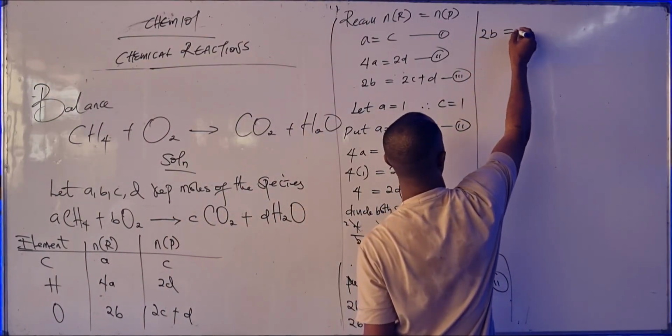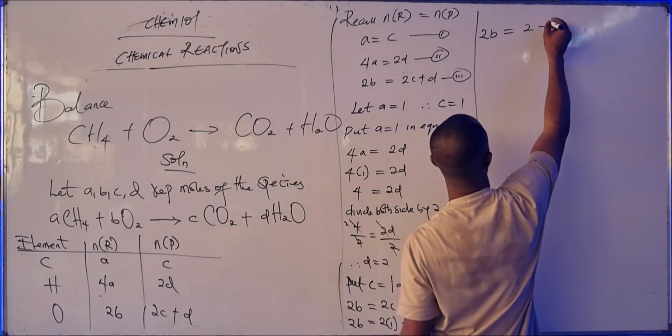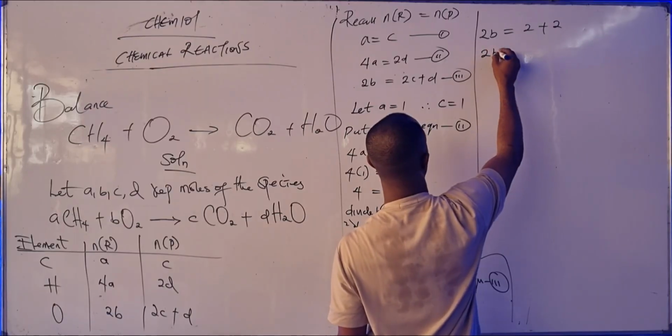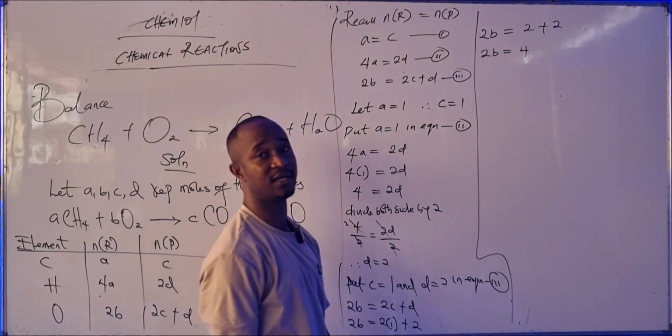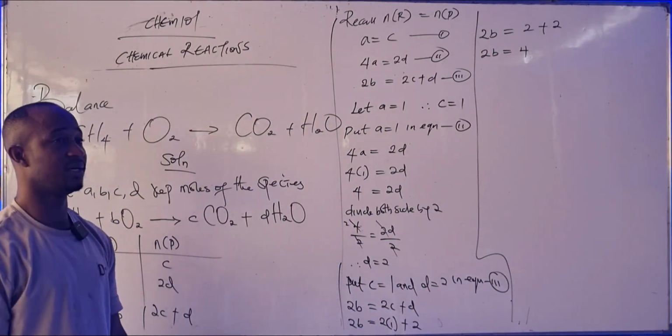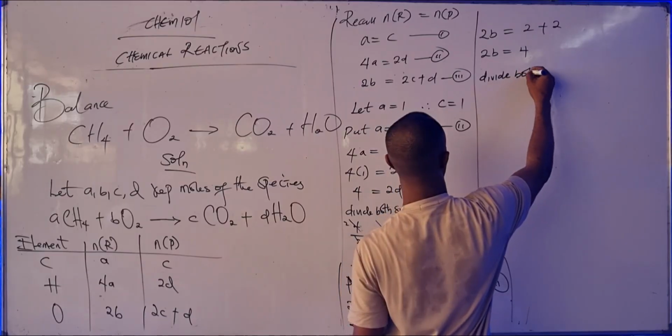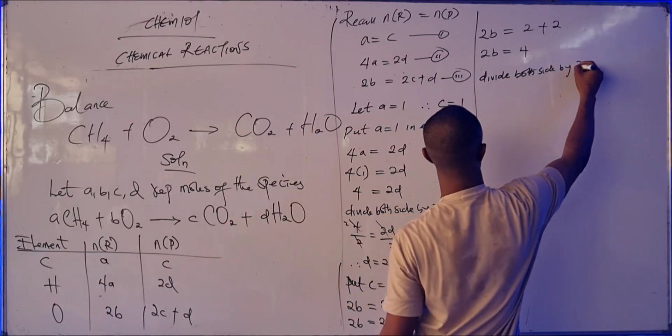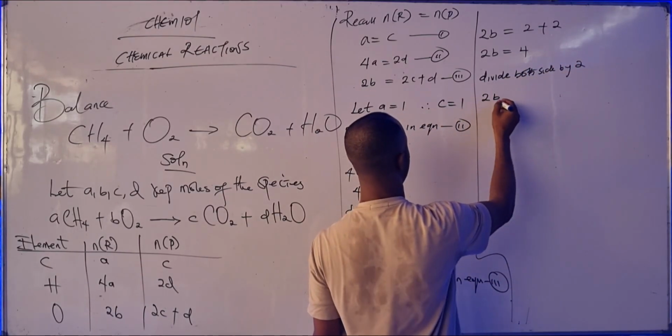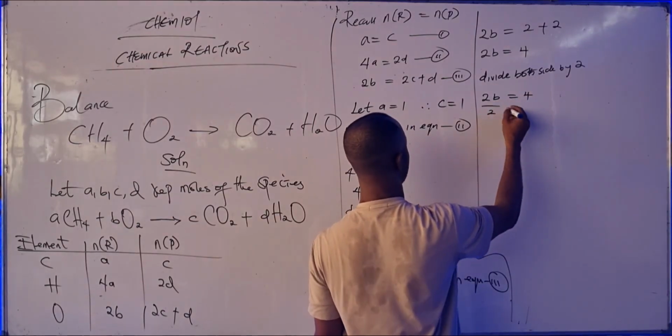2B is equal to what? 2 plus 2, so 2B is equal to 4. Are you there? Now what do we do next to solve for B? Divide both sides by what? By 2. That will give us 2B over 2 equals 4 over 2.